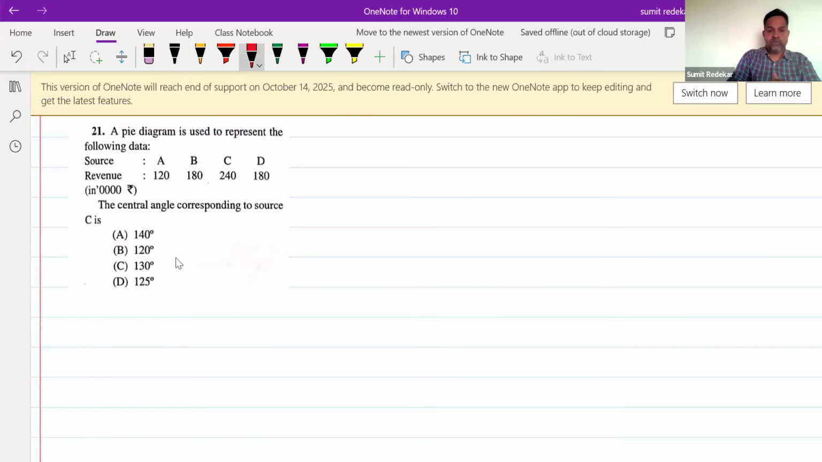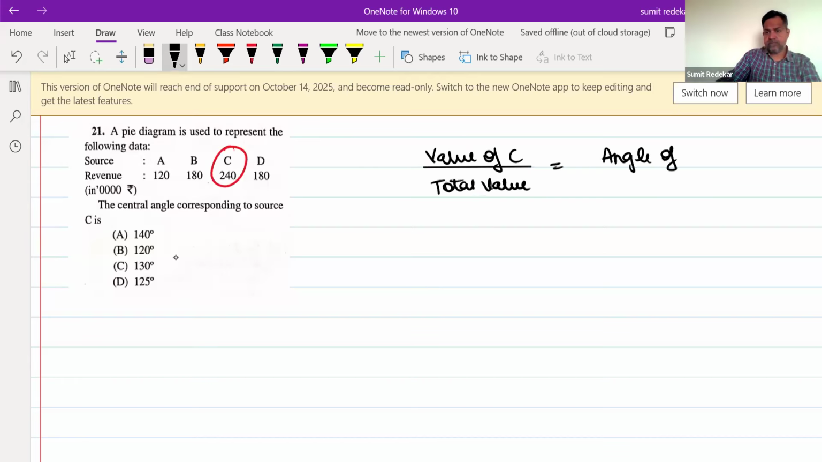The pie diagram used for the representation of source ABCD revenue. The central angle corresponding to the source C. The central angle of C is asked, so for the central angle of C I need the value of C divided by total value is equal to angle of C divided by total angle. Now how much is the total angle? 360. Now what is the value of C?